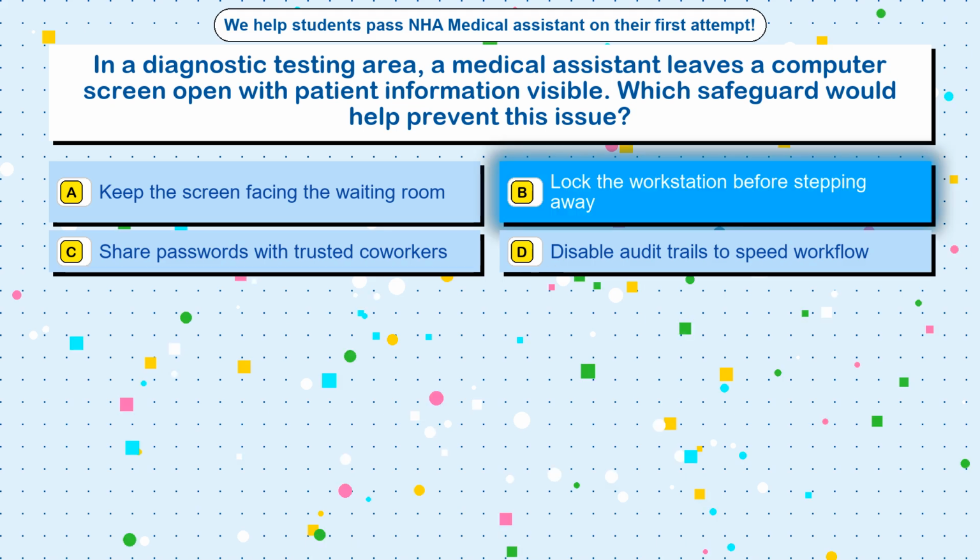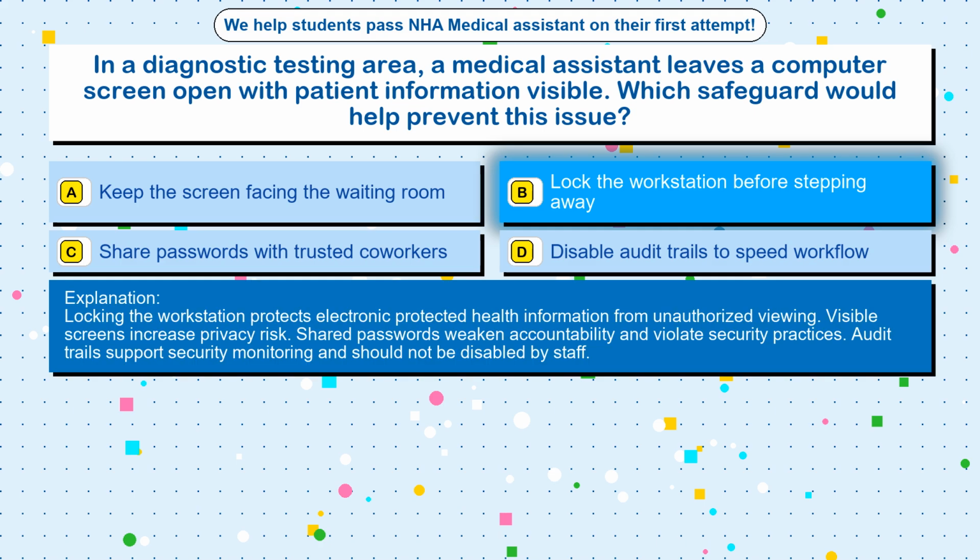The correct answer is option B, lock the workstation before stepping away. Locking the workstation protects electronic protected health information from unauthorized viewing. Visible screens increase privacy risk. Shared passwords weaken accountability and violate security practices. Audit trails support security monitoring and should not be disabled by staff.